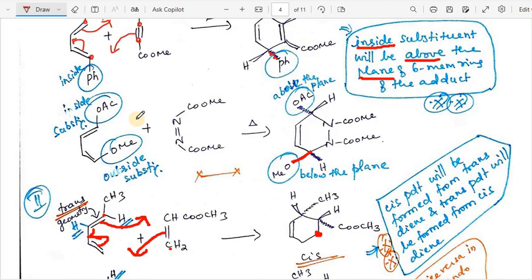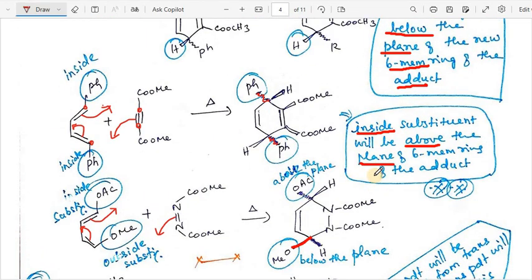And coming to this example, this OAc is considered as the inside substituent and this OMe is considered as the outside substituent. What is our consideration? The inside substituent will be above the plane and the outside substituent will come below the plane in the product formed. So this bond will go in, this bond will go up and this bond will go down, and there is a formation of the usual 6-membered ring. The OAc, which is considered as the inside substituent, will be present above the plane in the product, and OMe, which is considered as the outside substituent, will be present as a substituent below the plane in the product, that is in the adduct.